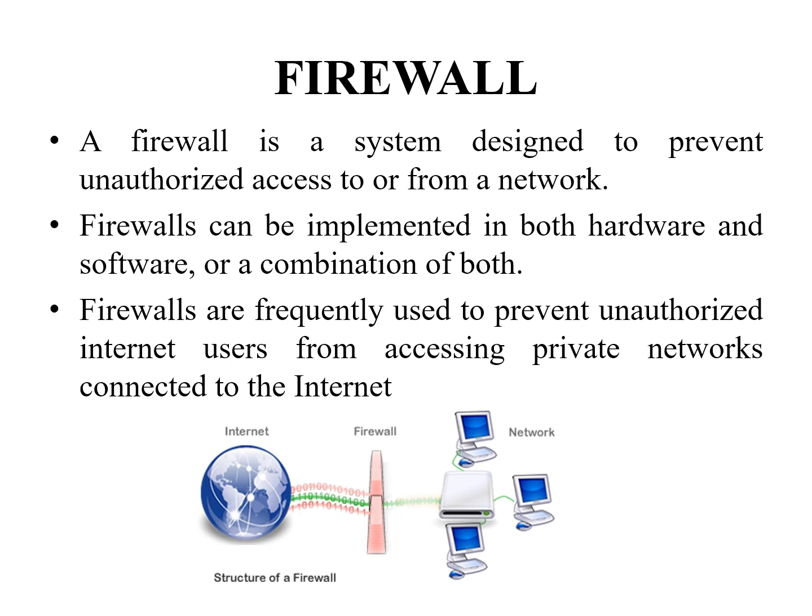Let's see what a firewall is. A firewall is like a security guard for your network. It stops unauthorized people or data from entering or leaving. How is it used? It can be a physical device, like hardware, or a program, software. Sometimes it's both. It protects private networks from unwanted access through the internet.